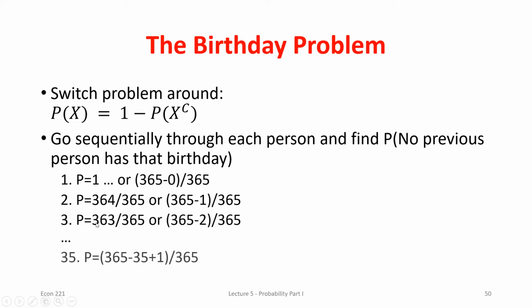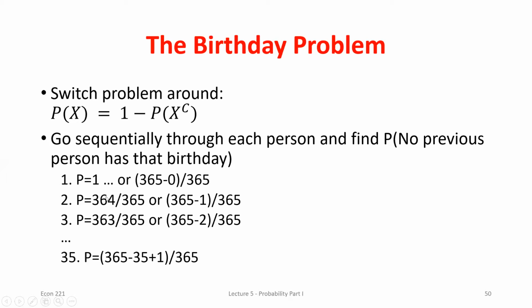And then the third person, 363 out of 365. And then I did this for a smaller class, so 35 people, right? Instead of 40, sorry, I got my numbers mixed up there. So I could go all the way down to that 35th person, find the probability that they have a unique birthday. There would just be 35 days they couldn't have a birthday on.